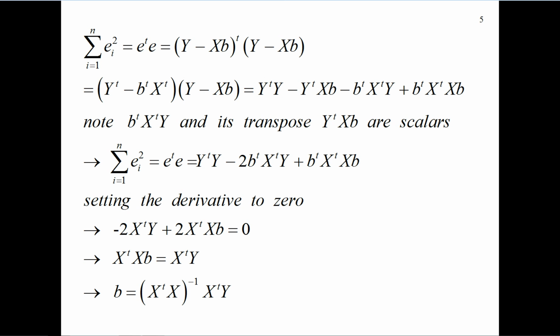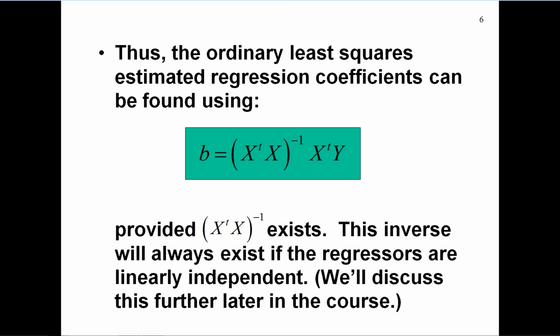Now, we're going to take the derivative of that with respect to b and set that equal to 0. And when you do that, the result is as you see at the bottom of this slide. This column vector b, which in the simple linear regression model is a 2 by 1, can be found as written here, and that gives us our estimated regression coefficients.